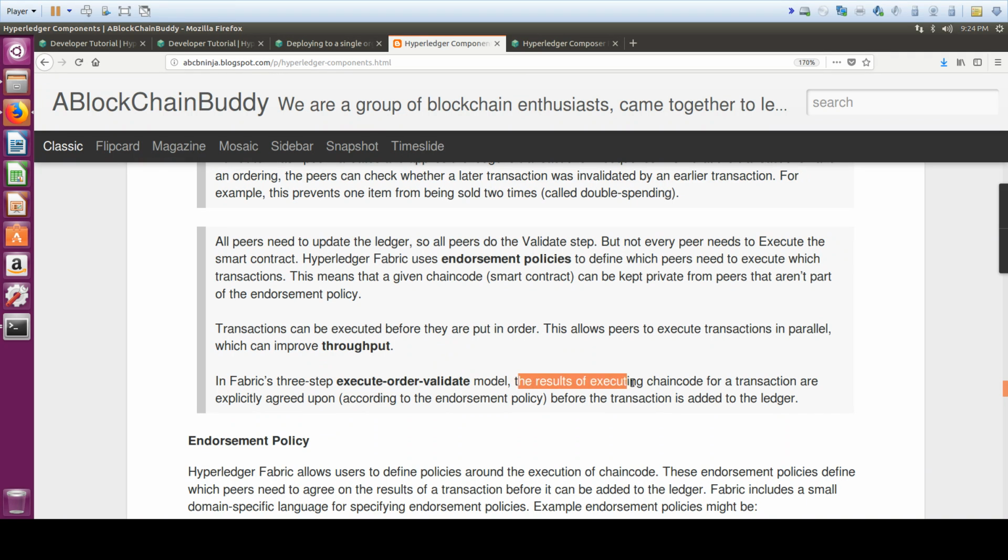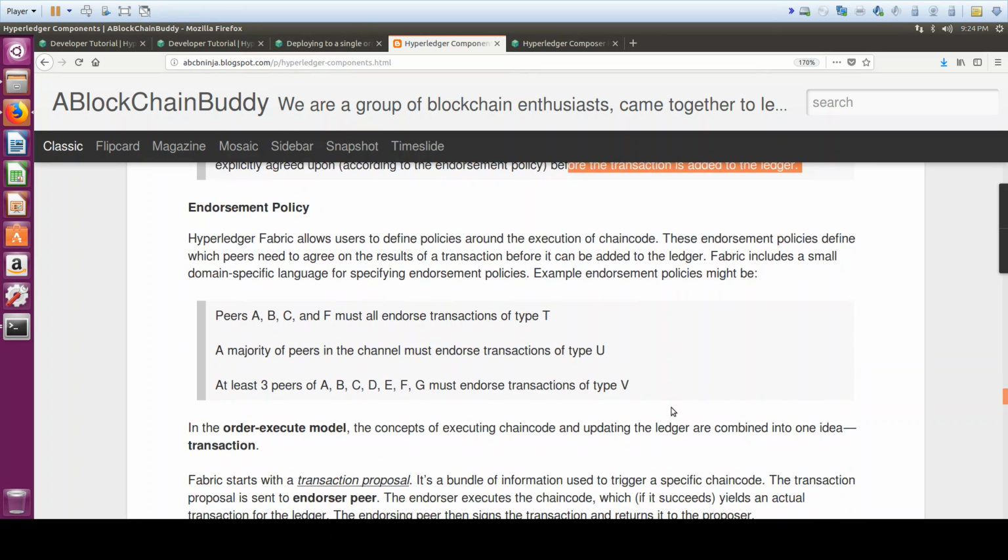The results of executing chain code for a transaction are explicitly agreed upon according to the endorsement policy before transactions are added. Let's see what an endorsement policy is. There is a domain specific language used for specifying endorsement policies. A policy can be like: peers A, B, C, and F must all endorse a transaction of type T.